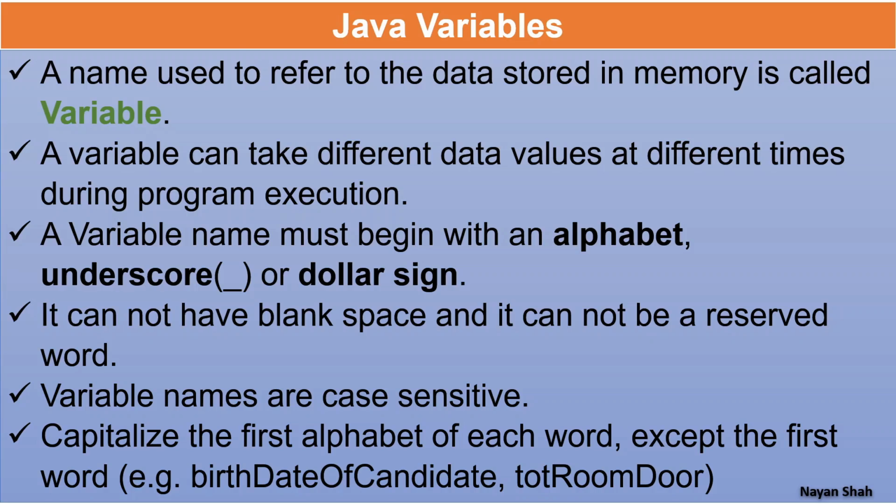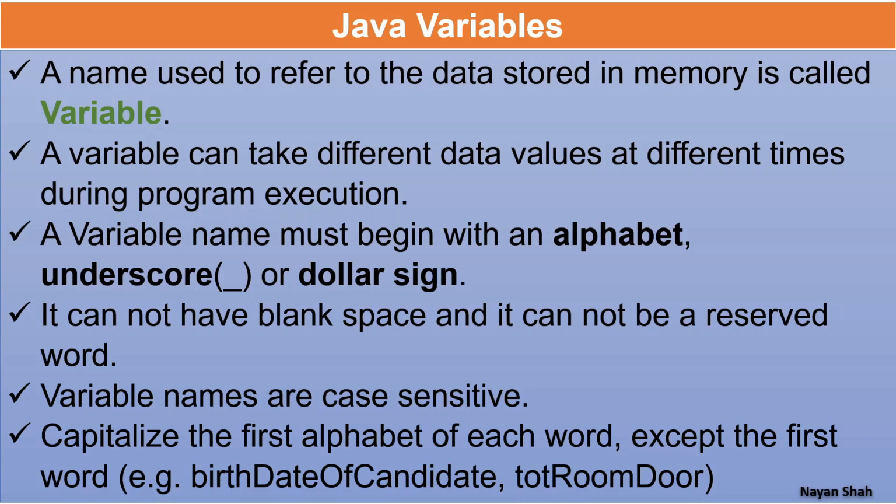A variable can take different data values at different times during the program execution. For example, a is equal to 5. So a is a variable which holds value 5. Then afterward I may say a is equal to 39. So now a will hold 39. So it can keep on changing.